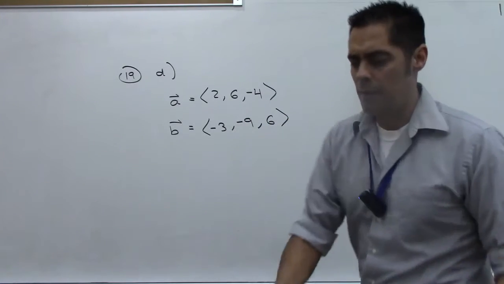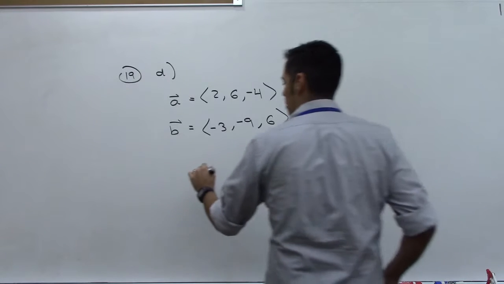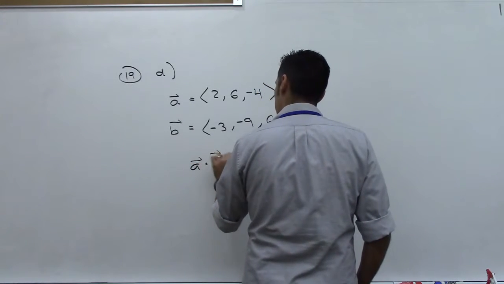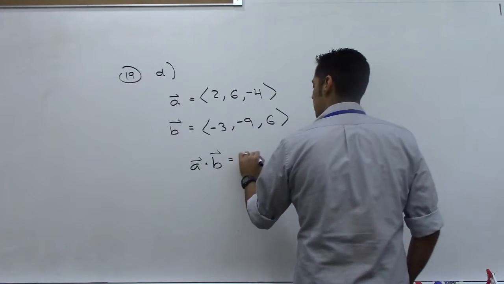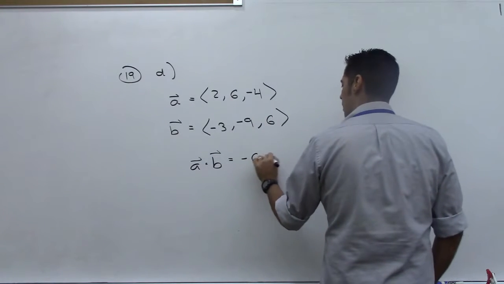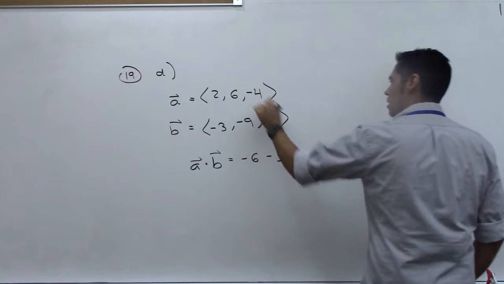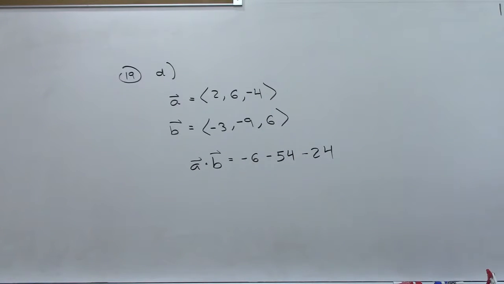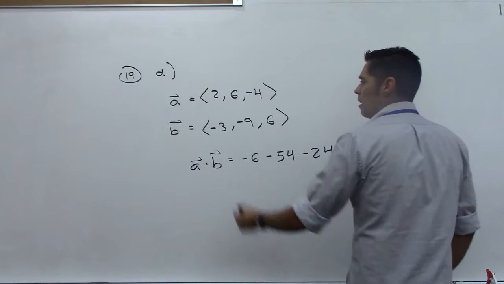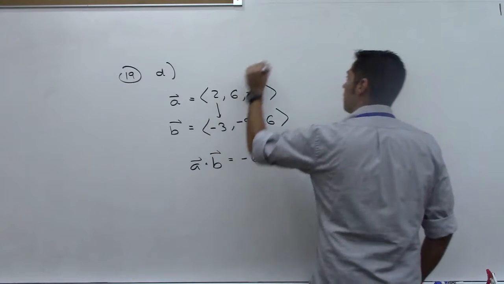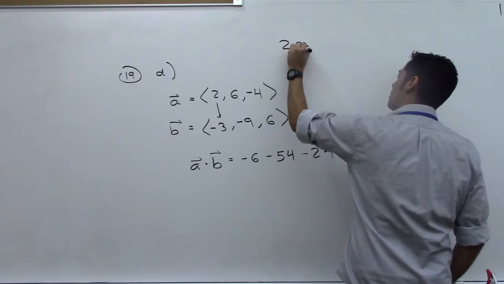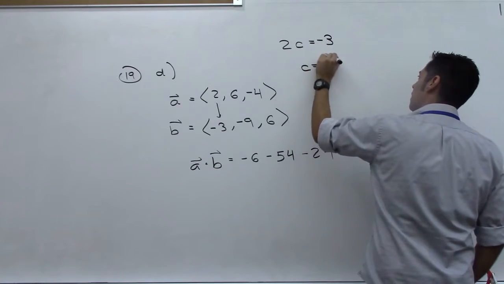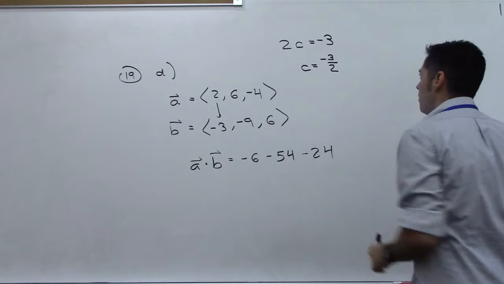So do a quick dot product, okay, to see if they're orthogonal. So A dot B, so I get negative 6, I get negative 54, negative 24. There's no way that's 0. So they're not orthogonal. To see if they're parallel, let me first try and turn 2 into negative 3. So if I'm going to multiply 2 by some scalar to get negative 3, then that scalar must be negative 3/2, just dividing by 2.